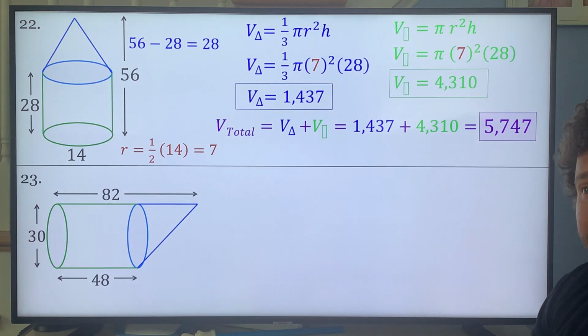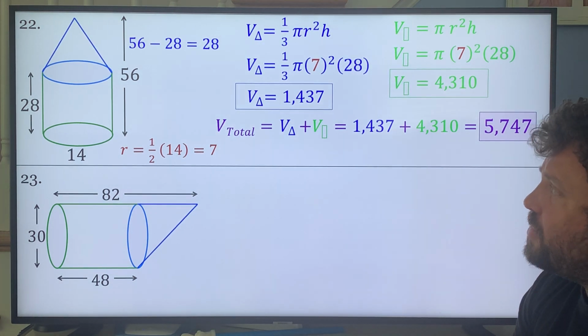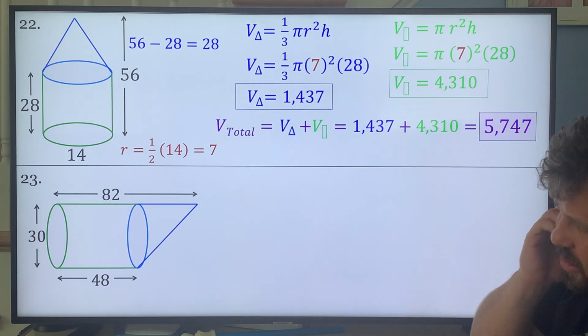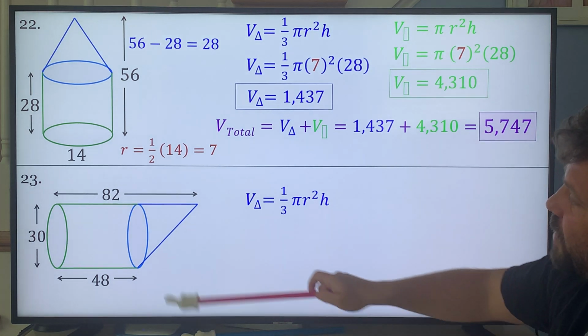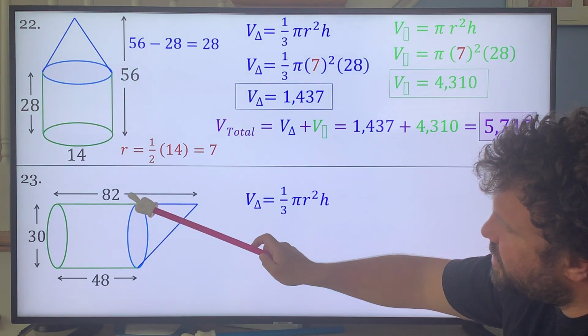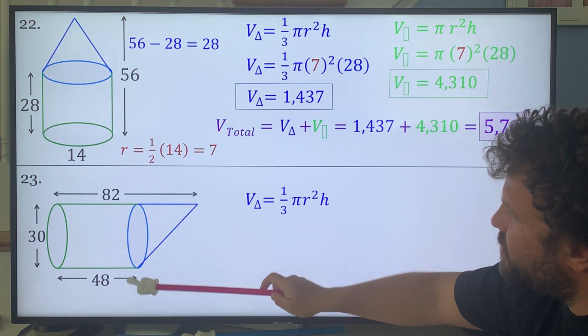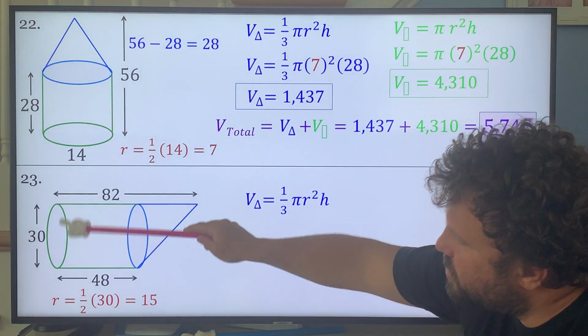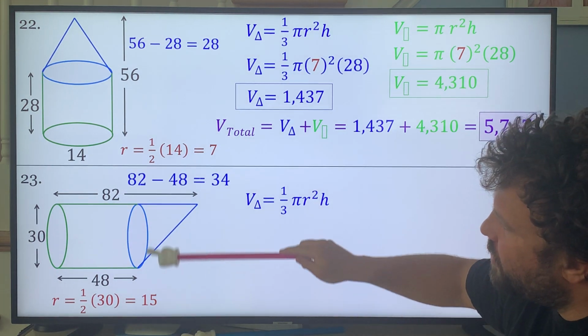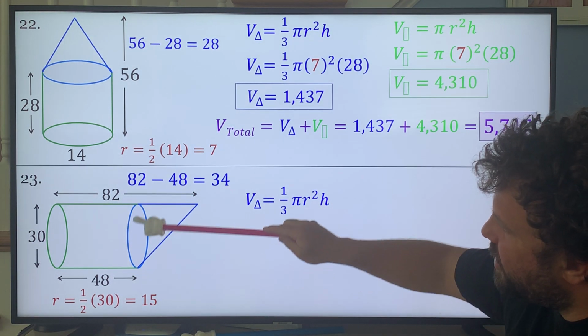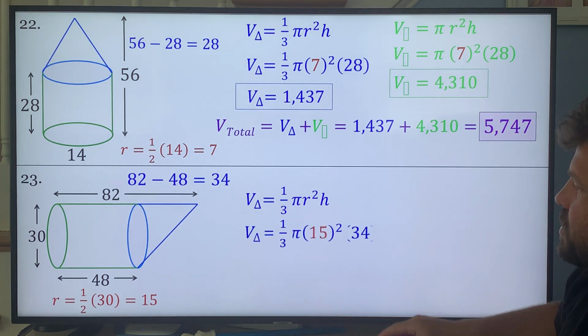Guess what? Problem number 3 is almost identical. It's just slipped down, and you have an oblique cone instead of a regular cone. So, volume of the cone again. Well, if this is 82, this is 48. Radius first. 30 divided by 2 is 15. 82 minus 48 gives you the height of your cone, which is 34.